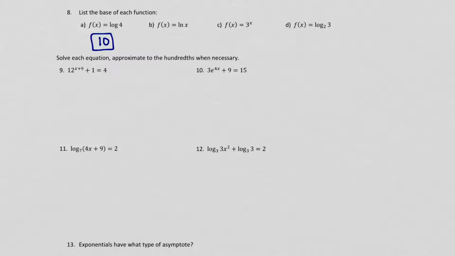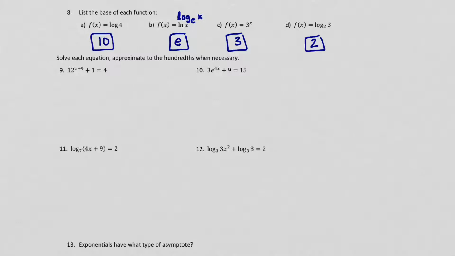Then B, it says ln of x, which is natural log. Natural log is the same thing as saying log base e of x. The ln and then log base e are the same thing, so in this case my base is e. 3 to the x power's base is 3. Log base 2 of 3, well, I just said base 2, so my base is 2.